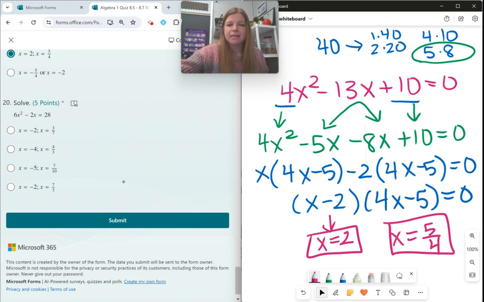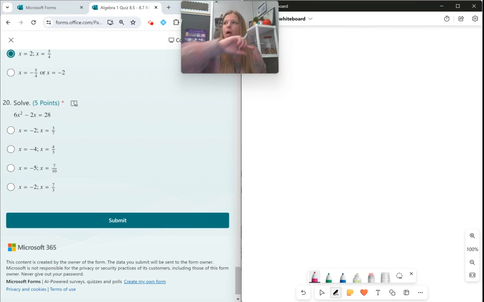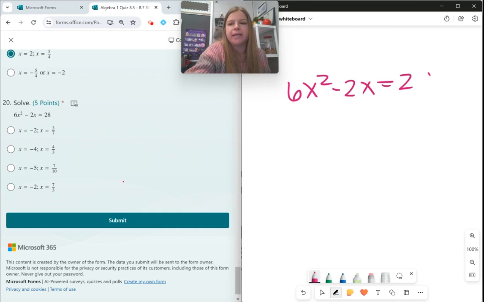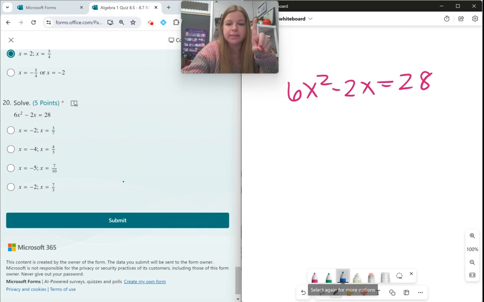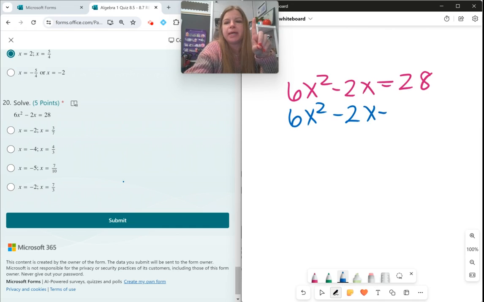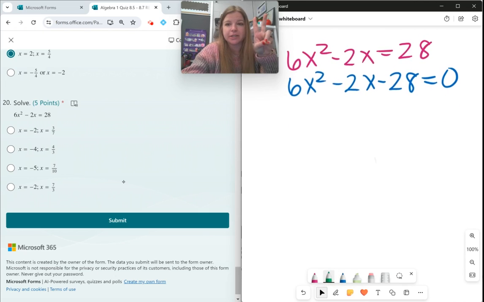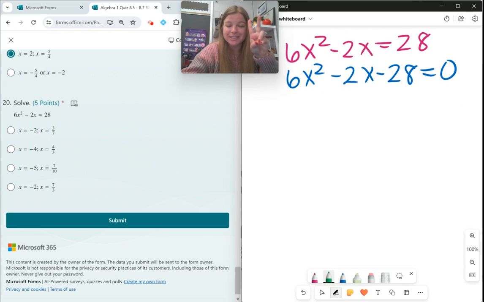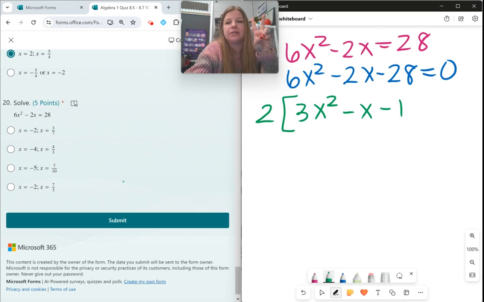Excellent. Last one. Last one. 6x squared minus 2x equals 28. Step 1, set the equation equal to 0. Okay, so 6x squared minus 2x minus 28 equals 0. Step 2, factor. Now, can you factor GCF out of this one? Yes, you can. You can factor a 2 out. And look what would happen if I factored out a 2 from all of these terms.